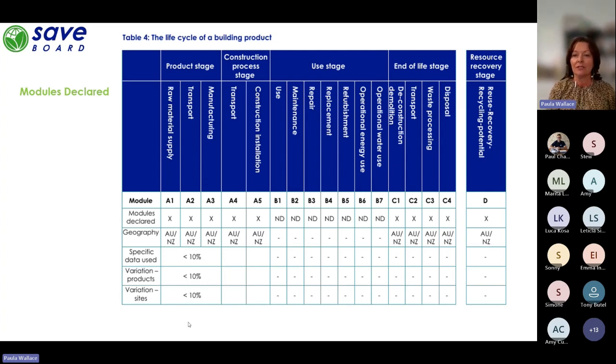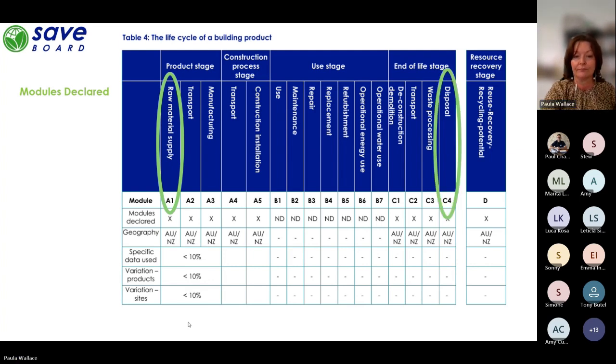So in this section, this is more details about the modules that are declared in the EPD. So this table defines what each module pertains to. So for example, A1 is raw materials. C4, just disposal. Okay, and then you'll see here the little X's. The X's are basically a tick to define what modules have been declared, and ND stands for not declared.